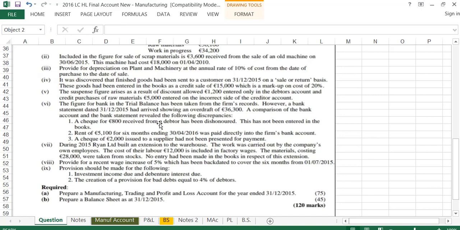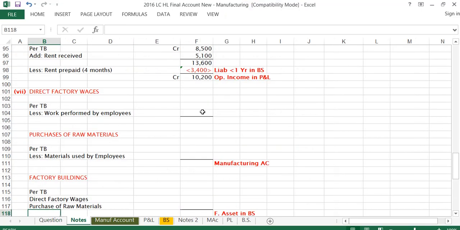So even though the work was carried out by the firm's own employees, at the end of it, we are going to have a fixed asset of the buildings worth 40,000. So what we have to do is take the 12,000 out of the factory wages, we have to take the 28,000 out of purchases, and we'll have to put them into the fixed asset buildings as 40,000. So the first note was direct factory wages.